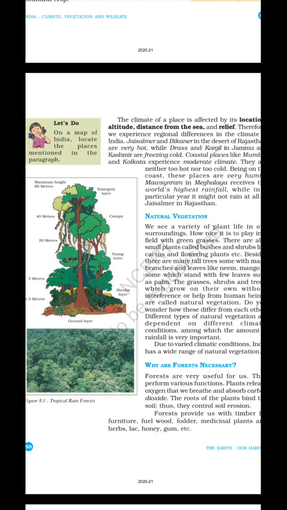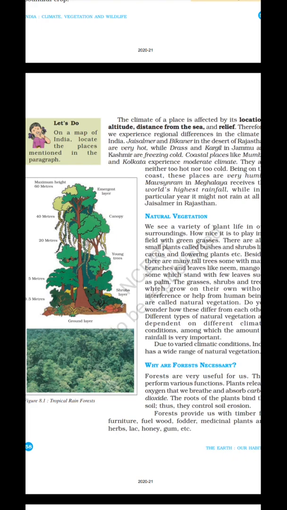Let's do. On a map of India, look at the places mentioned in the paragraph. Take a look at figure 8.1, tropical rain forests. The climate of a place is affected by its location, altitude, distance from the sea and relief. Therefore, we experience regional differences in the climate of India.